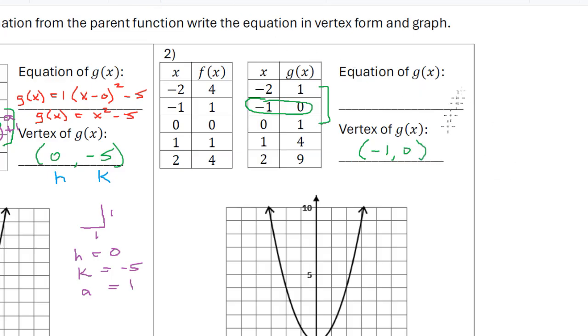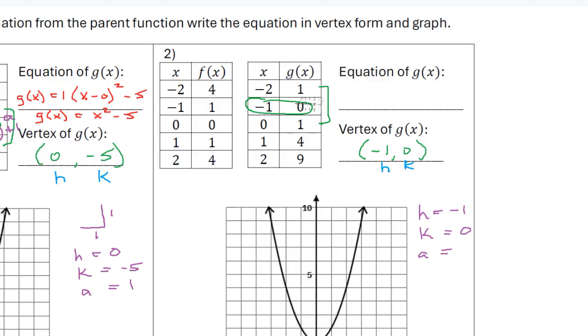Remember, class, if we look at our vertex here, the h value is always the x value, which moves left and right. The k value is our y value, which moves up or down. Let's go ahead and write this out. h equals -1, k equals 0. All we're looking for now is the a value. Let's take a look at a.